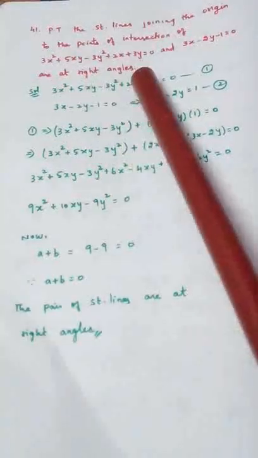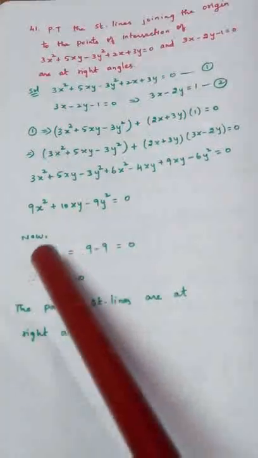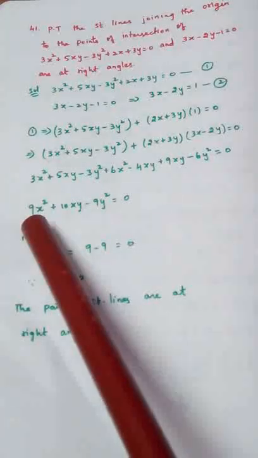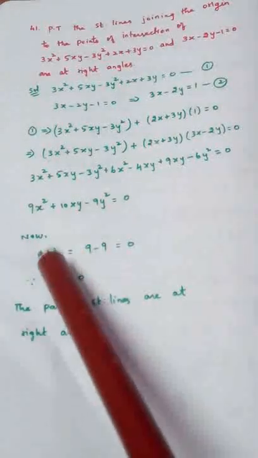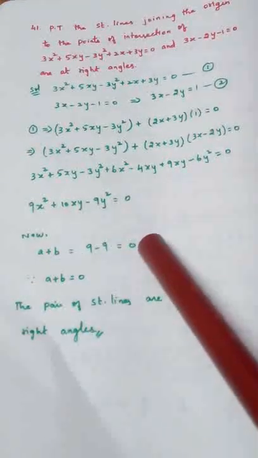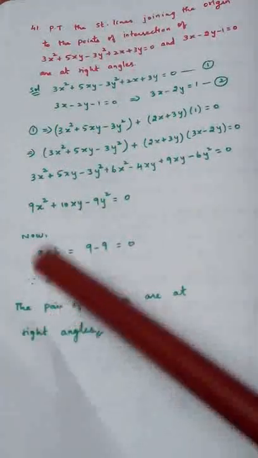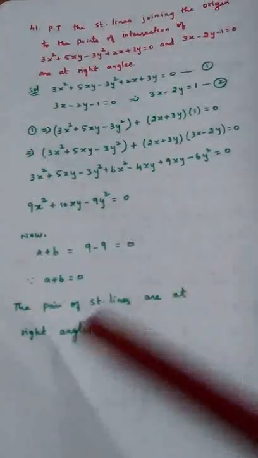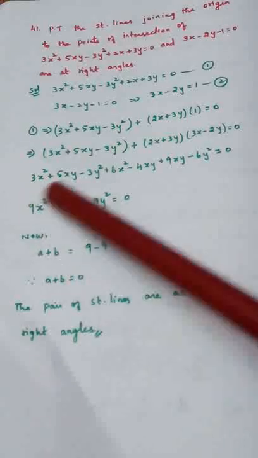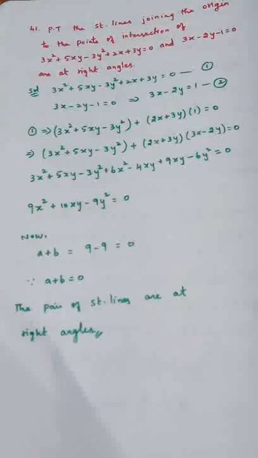So we are getting an equation like this. We need to prove that they are at right angles, but we need not do anything more; by simply seeing this equation I can easily say a plus b. What is a? Coefficient of x square, 9. B means coefficient of y square, minus 9. So when I add these two, the answer becomes 0. Since a plus b is 0, I am happy saying that the pair of straight lines, the two lines, are at right angles. So what we were asked to prove, without doing anything more, by simply getting the equation, we can prove that the pair of straight lines are at right angles.